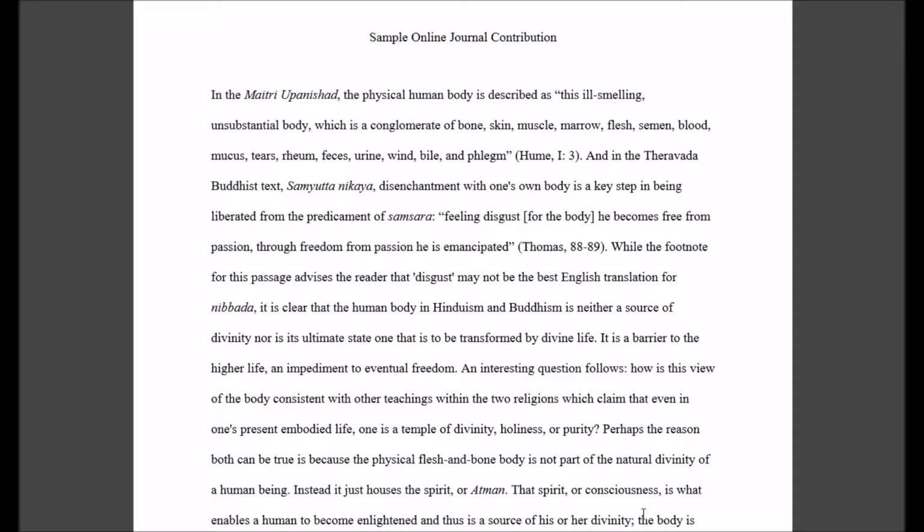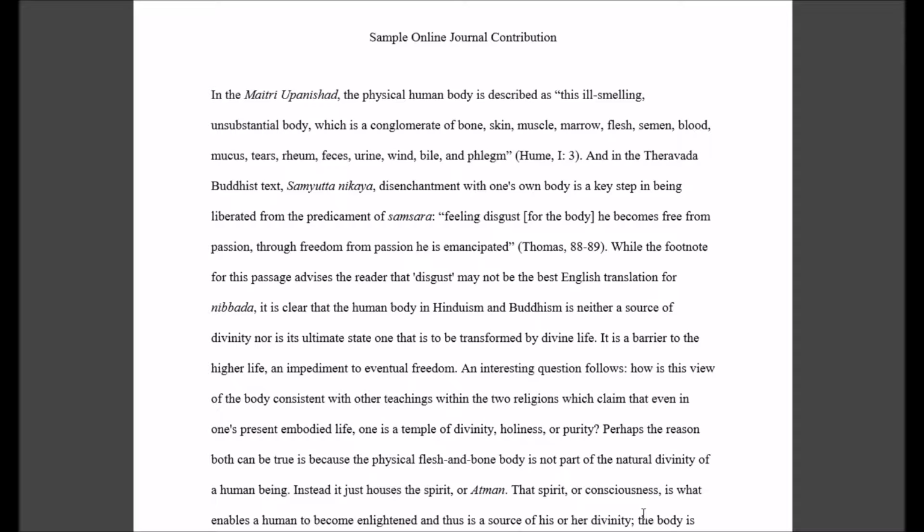In the Maitri Upanishad, the physical human body is described as, quote, this ill-smelling, unsubstantial body, which is a conglomerate of bone, skin, muscle, marrow, flesh, semen, blood, mucus, tears, rheum, feces, urine, wind, bile, and phlegm. End quote. Hume, Part 1, page 3.